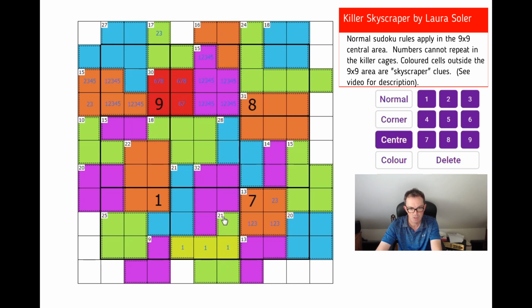Now, this is a 21 cage in 6 cells. Those of you who are good at Kukuru will know that's only possible in one way. It's got to be 1, 2, 3, 4, 5, and 6. So the rest of this has to be 2, 3, 4, 5, and 6.